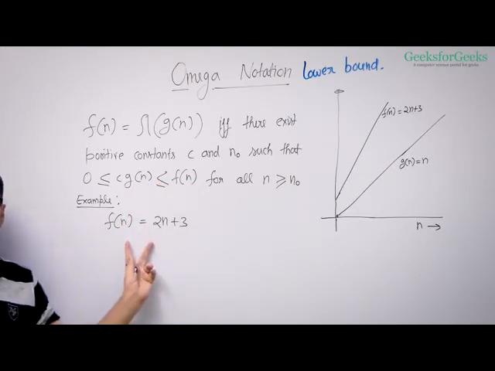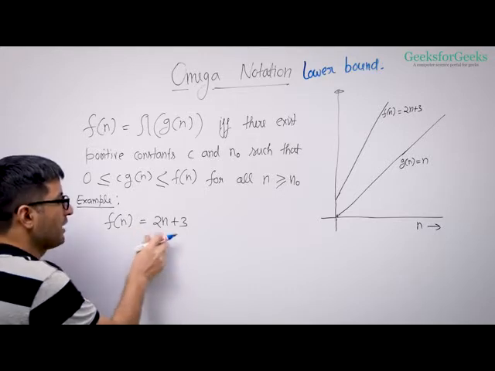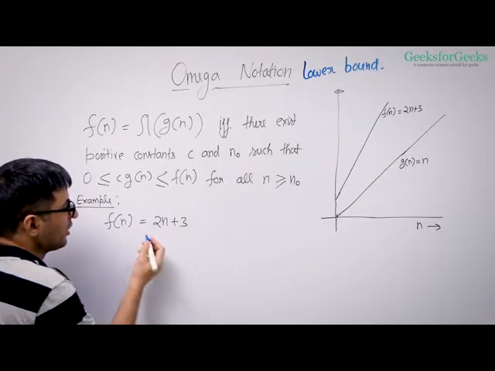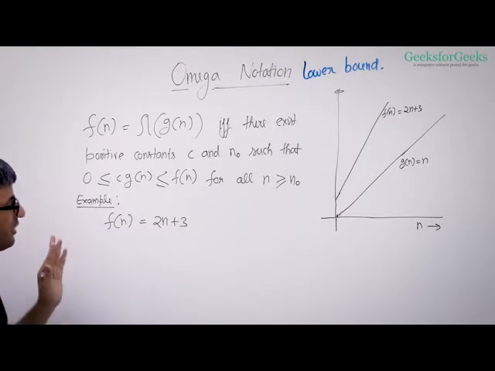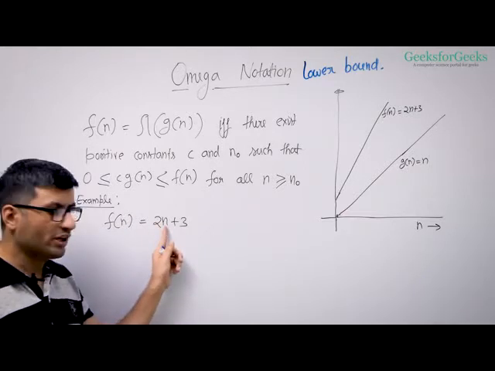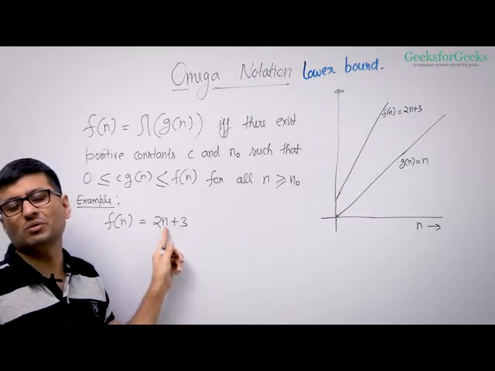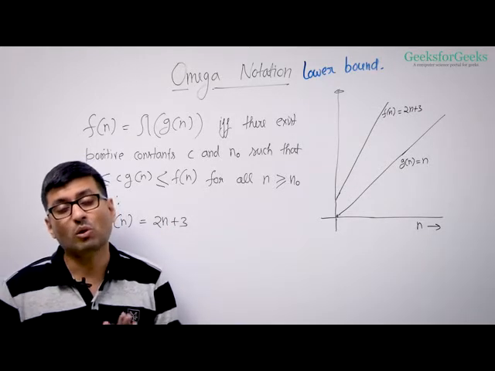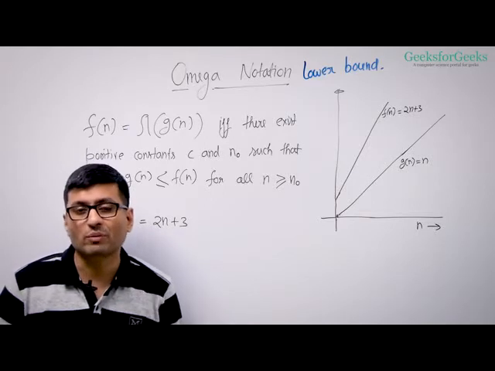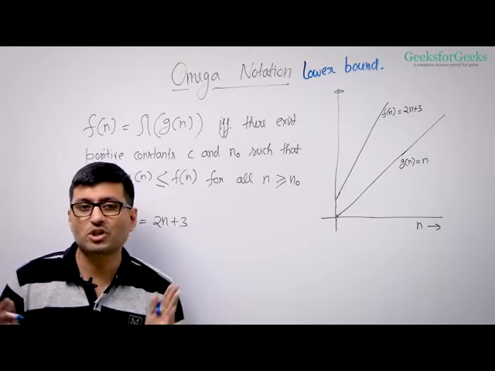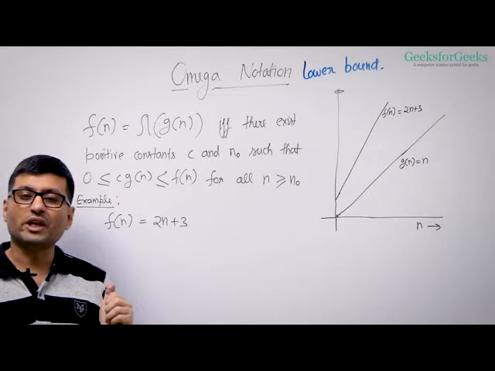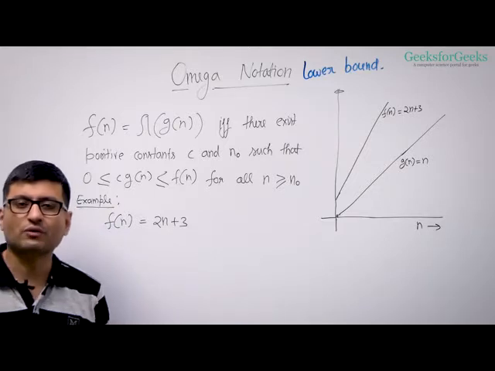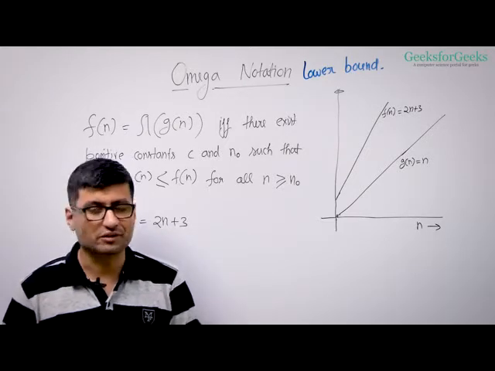Let's take a look at this example. We are given f(n) equal to 2n plus 3. We can always take the highest growing term and write it as big omega notation, like big O notation. Please note that both big O and big omega cover equal to as well. So you can put the same order of growth in big omega notation.